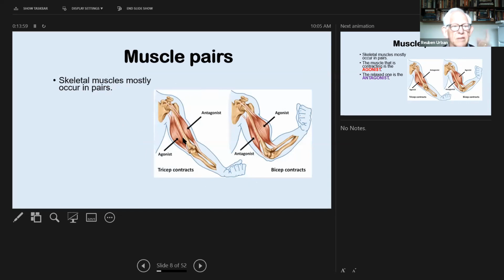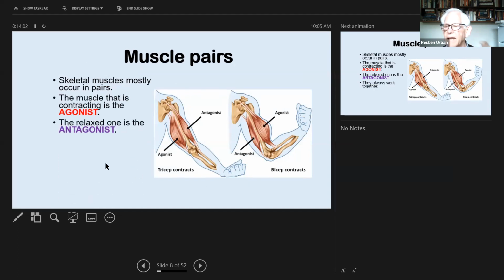So there are two words here, I should mention, agonist and antagonist. The agonist is the one that does the movement. The antagonist is the one opposite, the partner, that relaxes. So if you do the one on the right here, when you bend your arm, you're actually using your biceps. I think there are two muscles there.